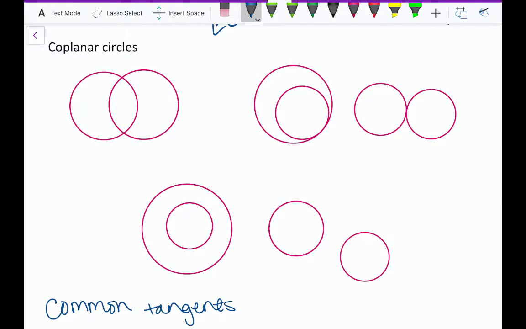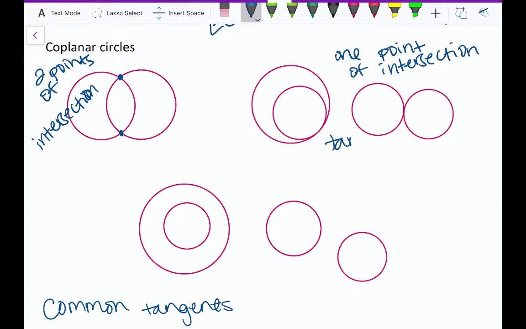If I have two circles that are in the same plane, there are 3 different ways that they can intersect or not intersect. In this first example, there are 2 points of intersection. It kind of looks like a Venn diagram. So the points of intersection are there. In this example, there is one point of intersection. These are called tangent circles.